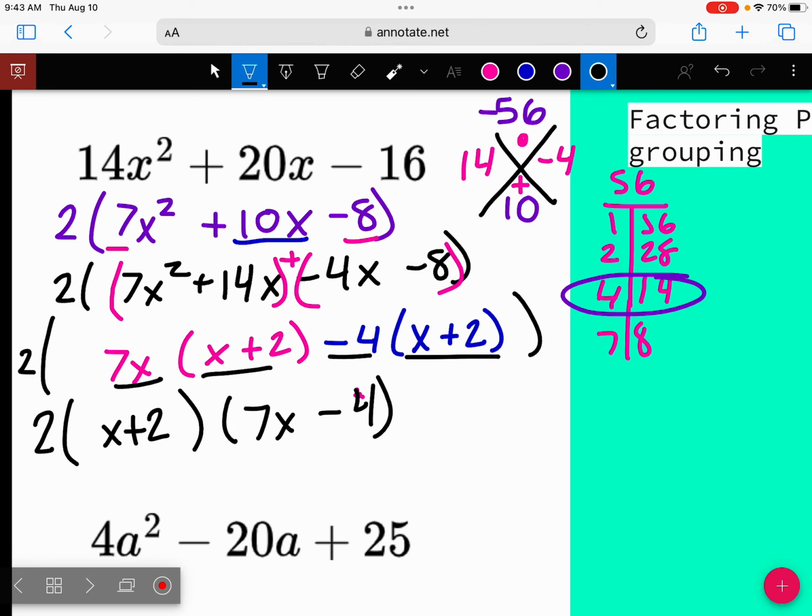What's that? Are we not going to move x plus 2 to the power of 2 or no? No, we're not going to have the x plus 2 squared because it's not times this. It was 7x times this and minus 4 times this. So what we've done is we've factored out x plus 2 here. We're breaking them into chunks.